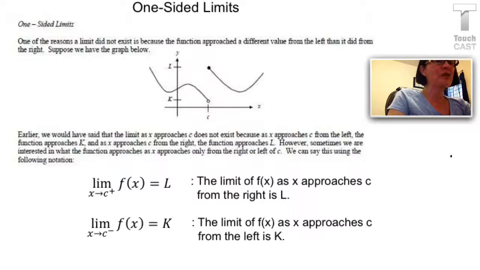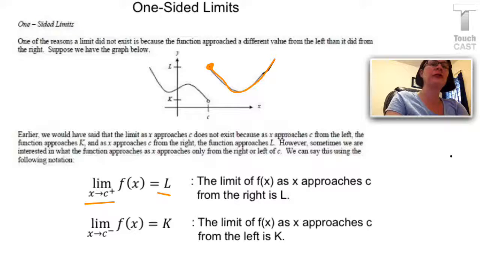So if I were to trace along my function, let me use a different color, trace along my function from the right-hand side, from the positive values, it looks like the y value I'm going to approach at x equals c is L. This is the notation I use. I say the limit as x approaches c from the right. That little plus sign up there means I'm approaching from the right. The limit as x approaches c from the right of f of x equals L.